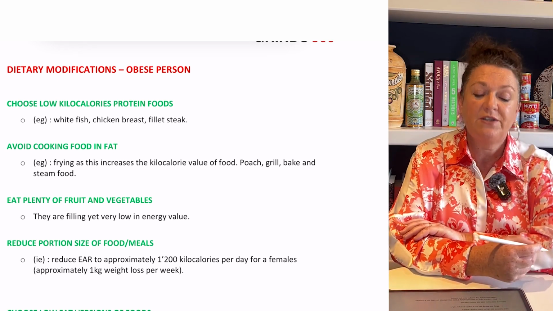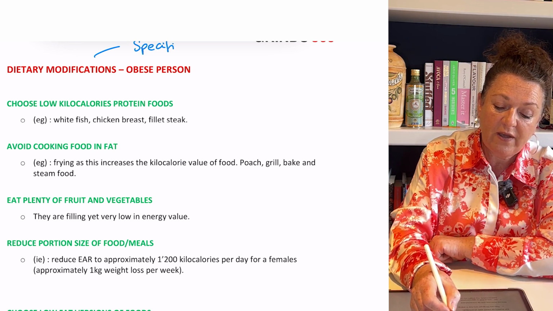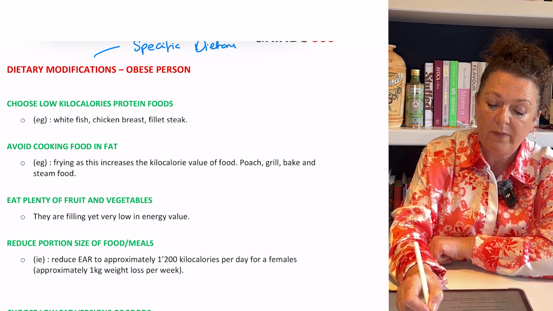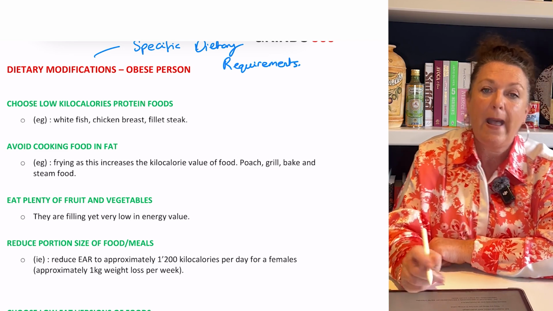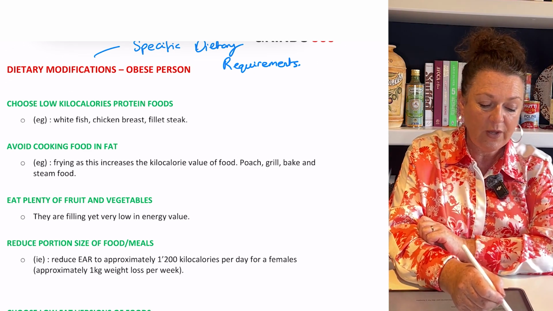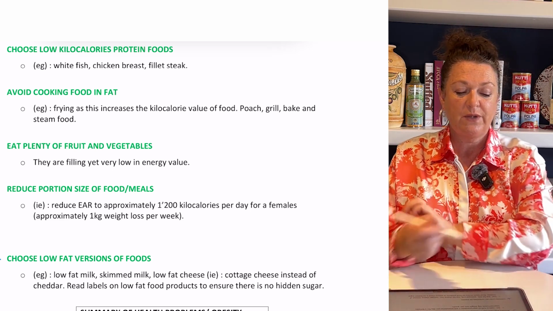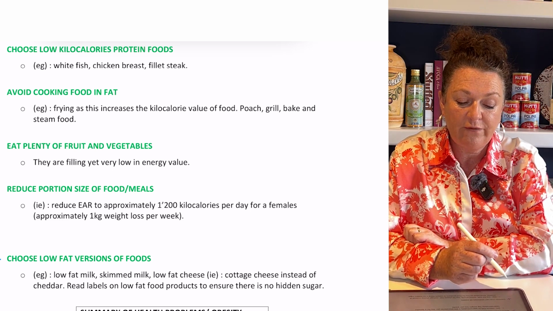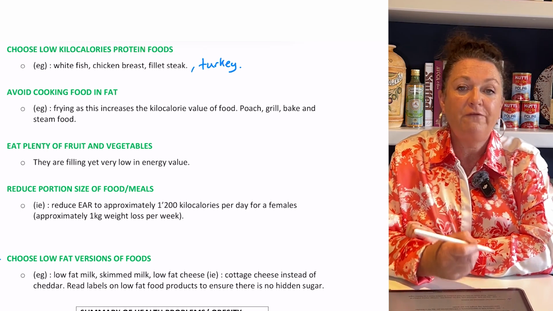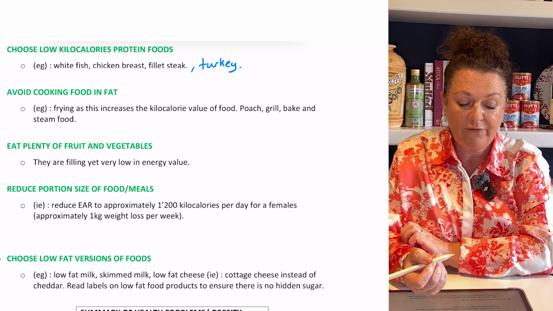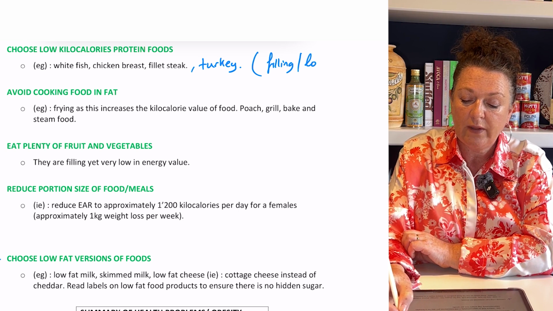Finally there, we want to look at dietary modifications, or it could be described as specific dietary requirements. Like I said earlier in this lesson, always try and go for a balanced answer. So choose, avoid, choose, avoid, and choose. So choose low kilocalorie protein foods: white fish, chicken breast, fillet steak, turkey, filling, but will be fat-free. So we'll just note that, filling, but low in fat.